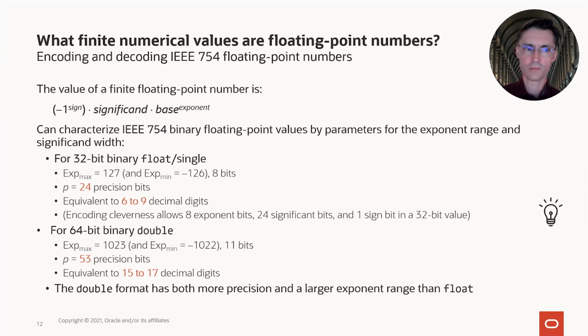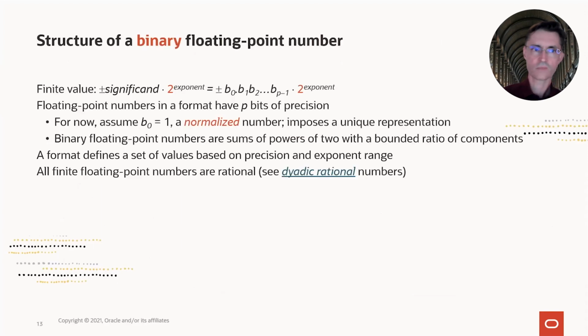For the 64-bit double format, there are 11 exponent bits, and there are 53 precision bits, and that's equivalent to about 15 to 17 decimal digits. So you'll note the double format has both more precision and a larger exponent range than float. So for a binary floating point number in particular, now we have the significand times 2 raised to the exponent. Now there is a constraint that the leading digit, B0, has to be 1. We call that normalized, and that just imposes a unique representation on the value.